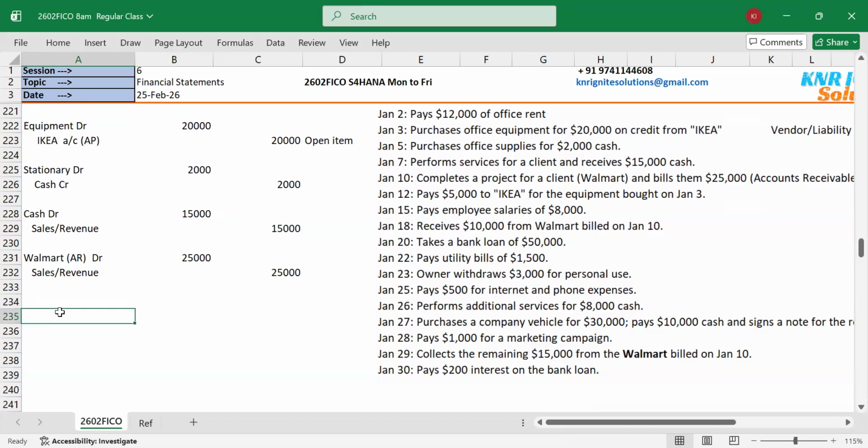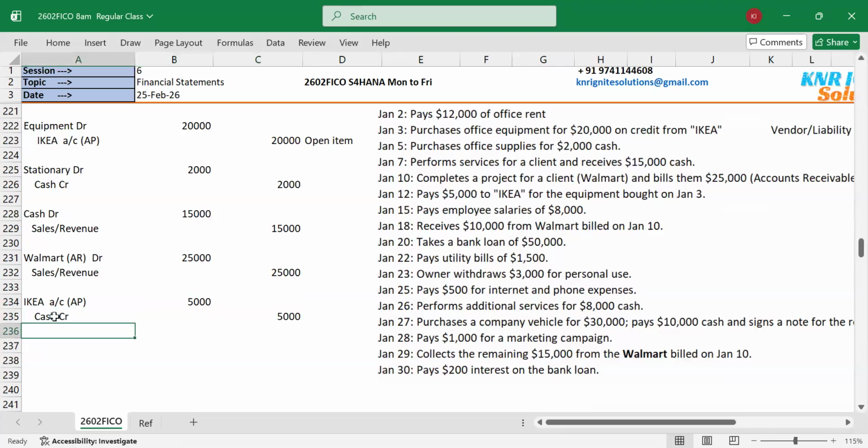We have to debit the IKEA account, because there we showed it as accounts payable. Whatever liability I raised earlier, I have to reduce now. To reduce that, I have to make the opposite entry. The vendor is a liability, and when a liability is reducing, I have to debit it. Let's say it is reducing by 5,000. As I am paying through cash, cash account is credited by 5,000.